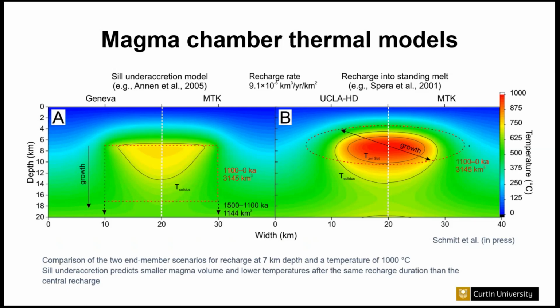On the right-hand side, you can see with the same recharge rate this other end-member model. This is the magma, and the red dashed line is the total intruded volume. Again, we have the solidus temperature here. This would be the molten magma body, and of course it's bigger here and hotter, for the reasons that I explained.